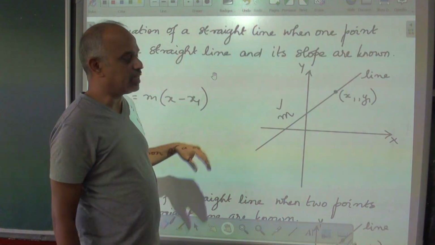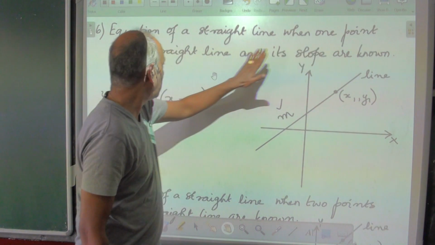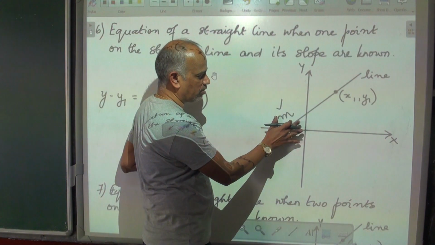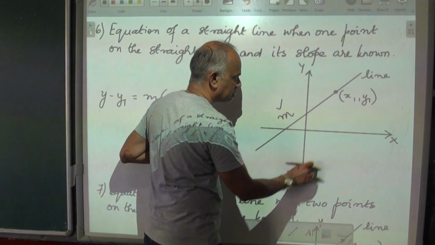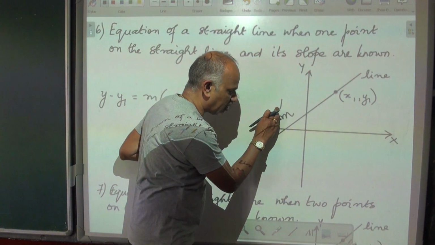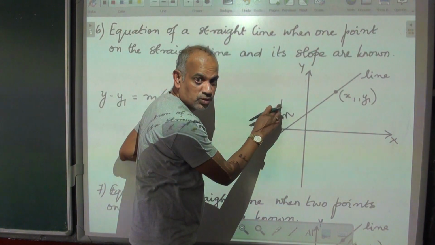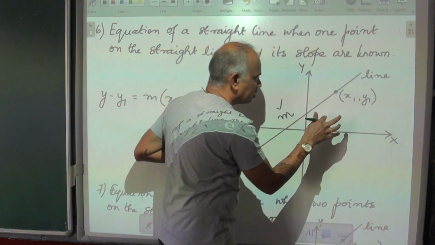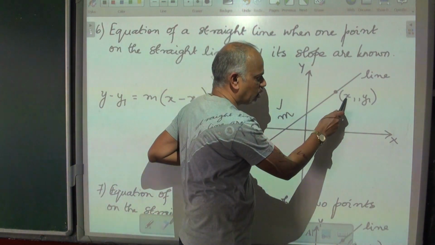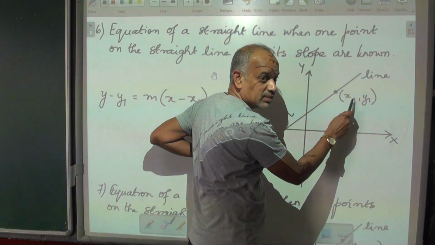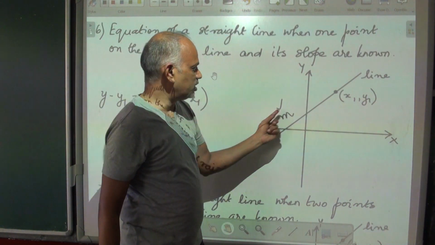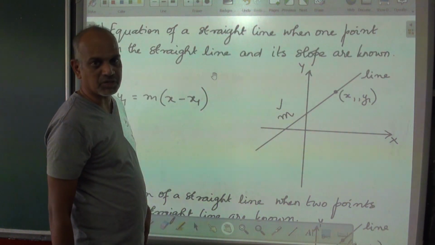Then, the next method of finding the equation of a straight line is when one point on the straight line and its slope are known. Again, I have drawn a figure here, x-axis, y-axis, this is the line. For this line, you know the slope, I put a tick mark, showing that you know the slope. And on this straight line, you know one point, anywhere on the line. That one point is x1, y1. Again, these are some numbers. You know m value, you know one point. If these two are known, you can still find the equation.